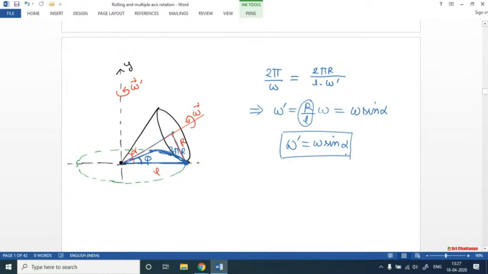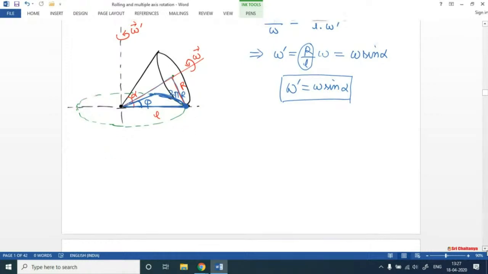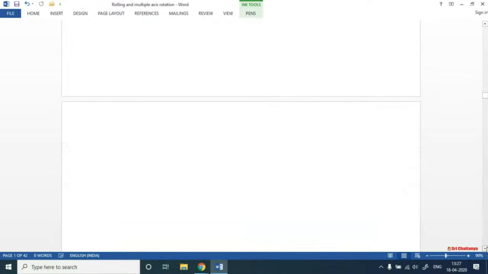My pen seems to be malfunctioning anyways. Let's complete this lecture. So omega dash is equal to omega sine alpha, and another two things we need to find out: what would be the net angular velocity and what would be the angular acceleration of this solid cylinder over here. So now, for net angular velocity, let's use another page.